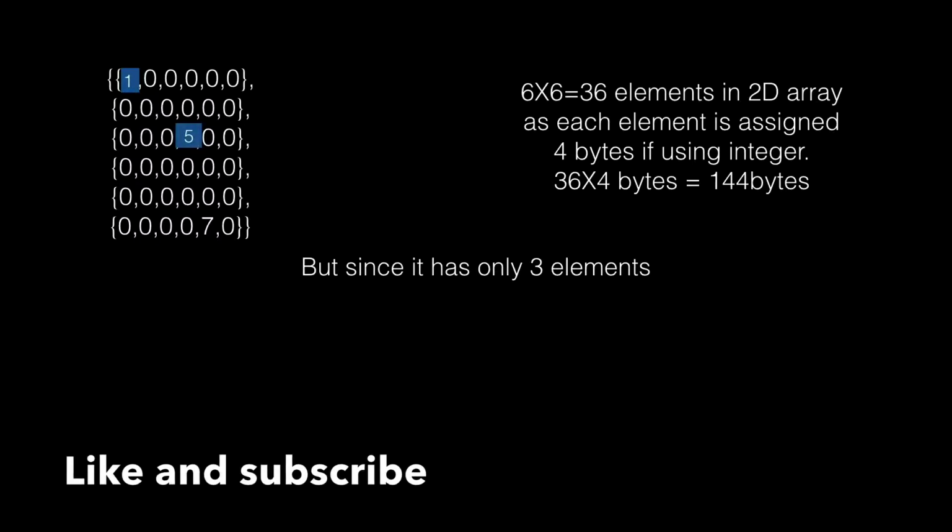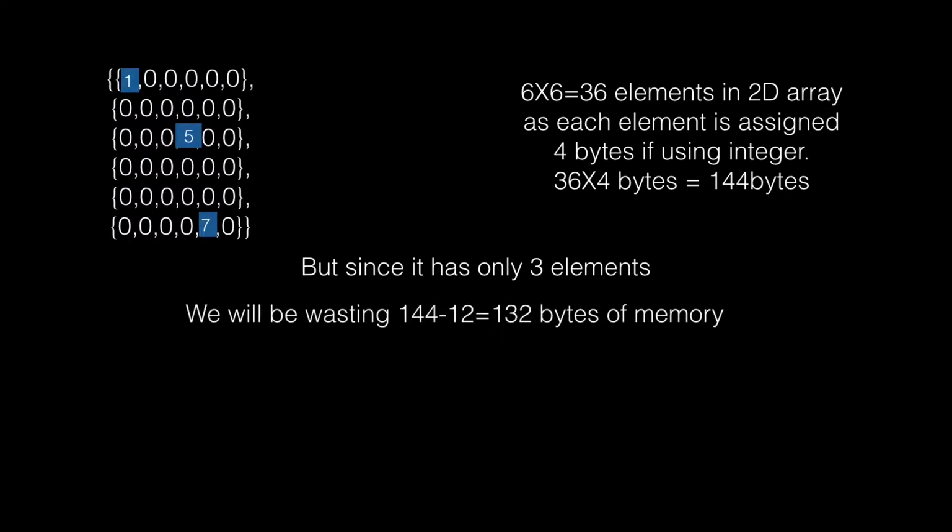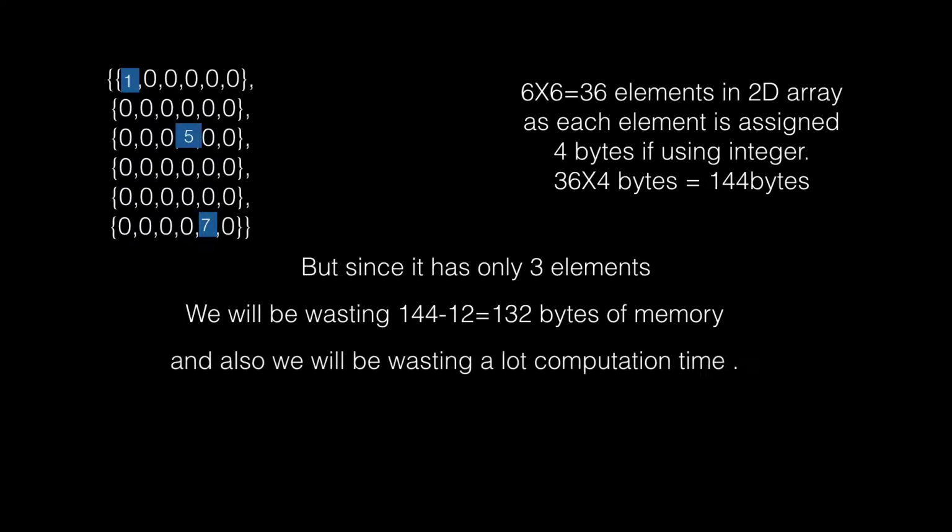Rather than doing this and wasting a lot of space and computation time, you can store them in other ways also. So as you can see, there were 3 elements. I have also marked them. It doesn't make that much sense. So how can we save them? How can we save the time? You must be thinking the same thing.